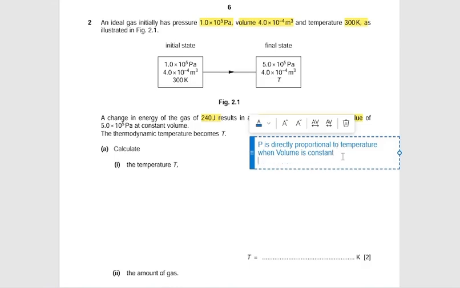And with that we can derive the formula P1 over T1 is equals to P2 divided by T2. The reason why I'm saying this is because if we were to write pressure, volume, and temperature in one equation, we will be seeing that pressure is directly proportional to temperature and pressure is inversely proportional to the volume.